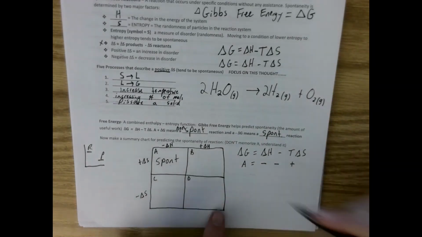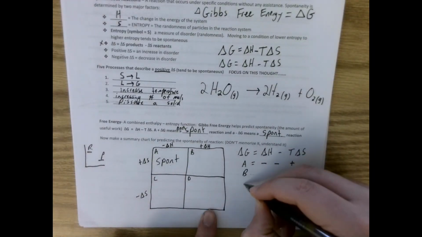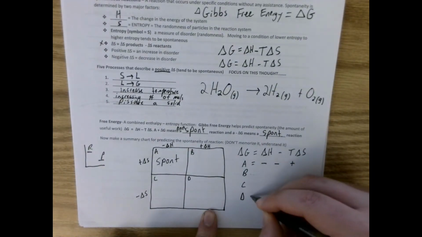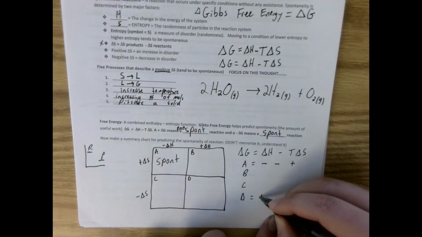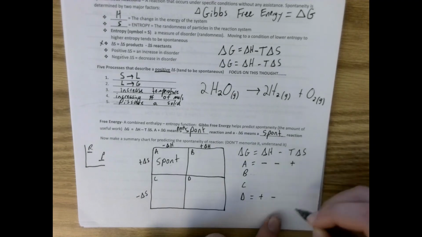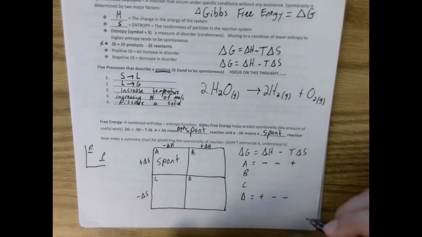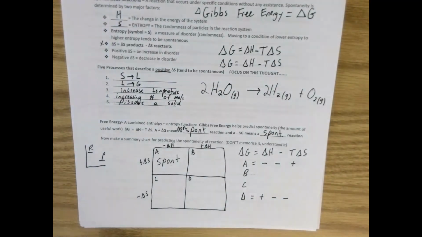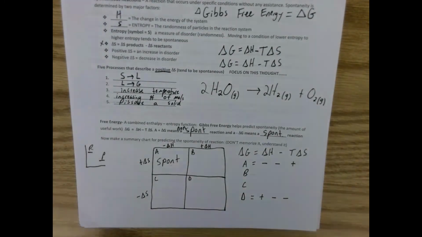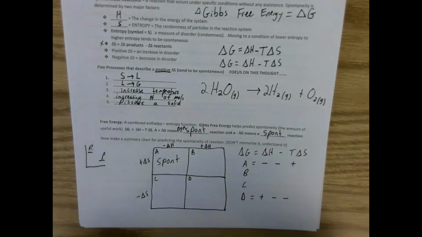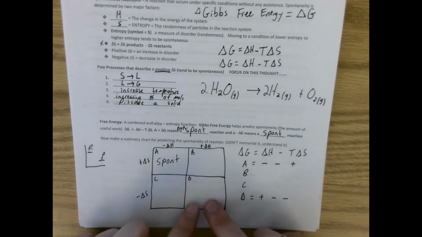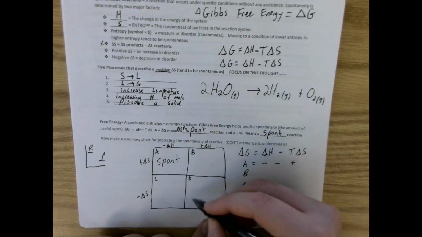So let's look at box D next. So box D, I have a positive delta H minus a negative delta S. A positive minus a negative is always what? It's always going to be positive. Can that ever be negative? No. So delta G is always positive with that combination. So what can I say about this combination? It always produces what? Non-spontaneous.